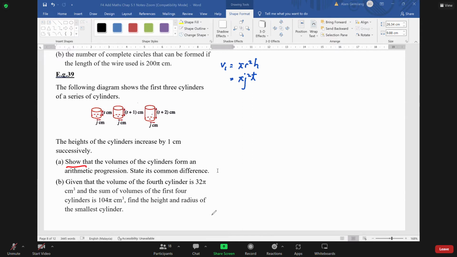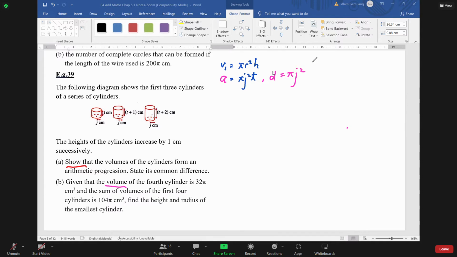Okay, go through. So this is the a, you want to find the volume, right? V1 is the first volume, which is a. Then the d is the common difference, pi j square. Just now we said, remember, from part a, this is pi j square.